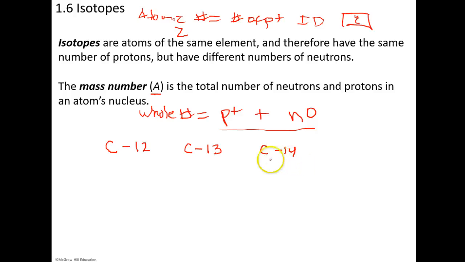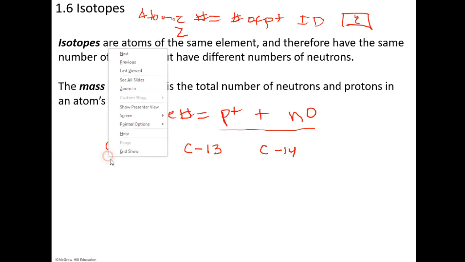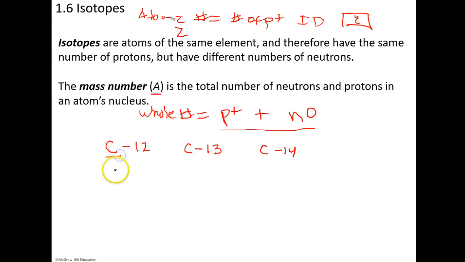Okay, so what are these? Well, if this is carbon, first of all, how many protons are in carbon? 6. How do I know? Atomic number. It's carbon. It always has 6. Well, how many neutrons are there? Well, if the mass number is 12, there must be 6 neutrons, because 6 plus 6 equals 12. Your protons plus your neutrons equal the mass number.